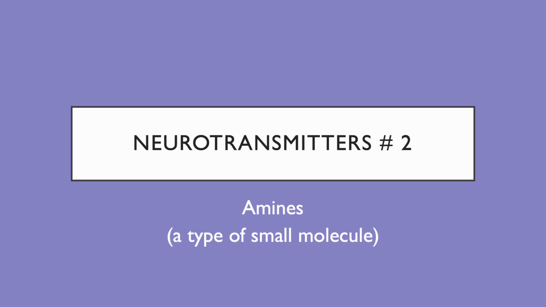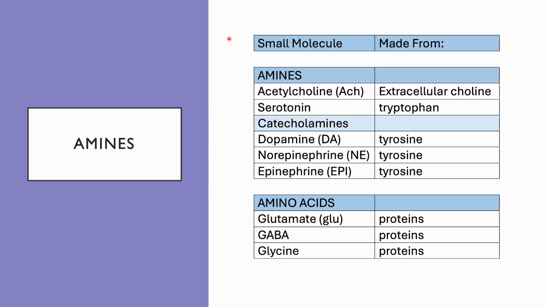Next, we're going to talk about a second type of neurotransmitter in the class known as amines. Now, amines are modified amino acids, and they are also small molecules, meaning they're carried in synaptic vesicles. Amines are simply modified versions of amino acids. And the amines we're going to focus on include acetylcholine, serotonin, dopamine, norepinephrine, and epinephrine.